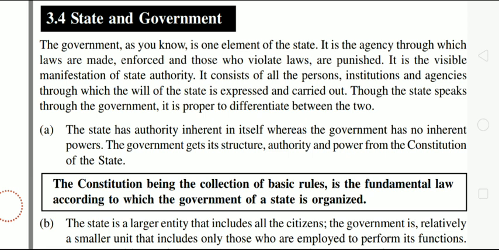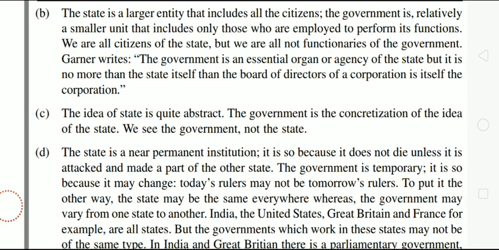A. The state has authority inherent in itself, whereas the government has no inherent power. The government gets its structure, authority, and power from the constitution of the state. B. The state is a larger entity that includes all the citizens. The government is relatively a smaller unit that includes only those who are employed to perform its function. We are all citizens of the state, but we are not all functionaries of the government.